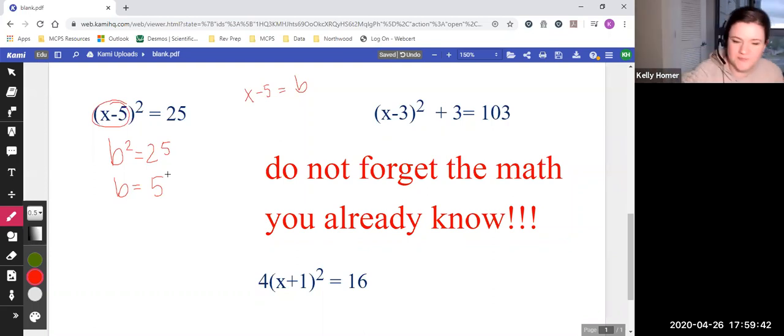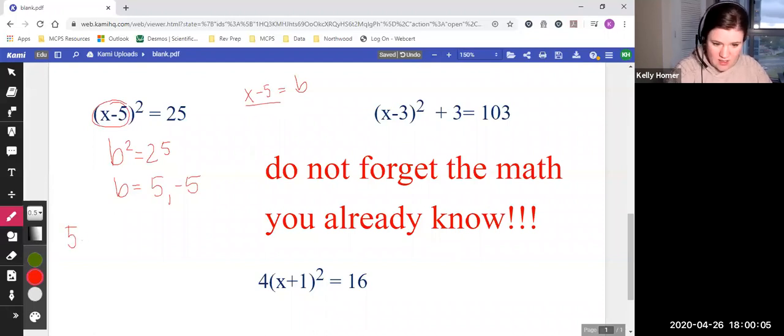And -5, right? Because -5 squared is also 25, right? So b could be either one of these. Why did I name it b? Just so I didn't have to worry about that -5 yet, but I want to worry about that -5 now, because b could equal 5.